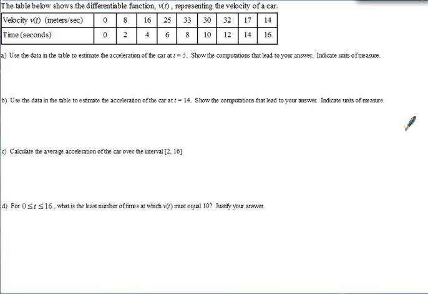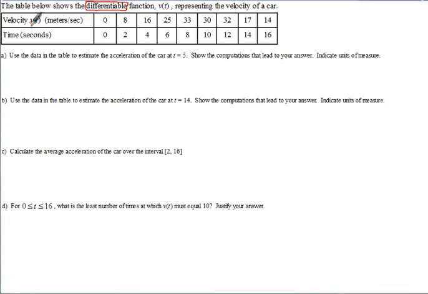These are the notes for AP Calculus on the topic of applied problems using tables of data. So this table below shows the differentiable function. Remember, differentiable means you can take the derivative anywhere. It has a derivative, v of t, representing the velocity of a car.